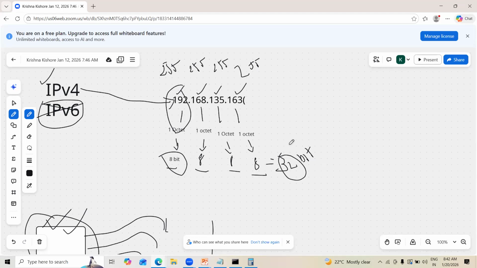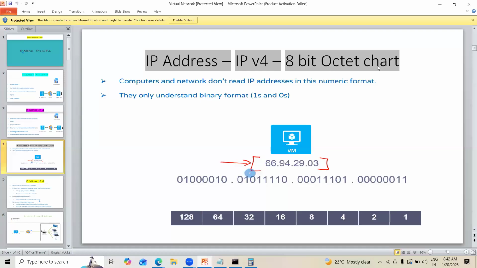Now, how do you calculate 255 from the bits? Looking at this chart, each octet goes up to 255. In the calculation, each and every bit has one specific number. This bit has the number 1, this bit has 2, this bit has 4, this bit has 8, this bit is 16, then 32, 64. So each and every bit has one specific number.